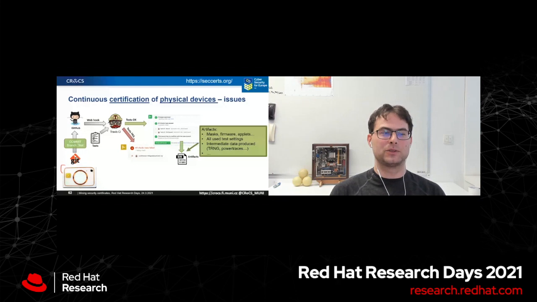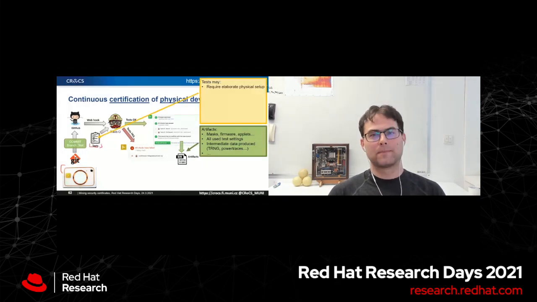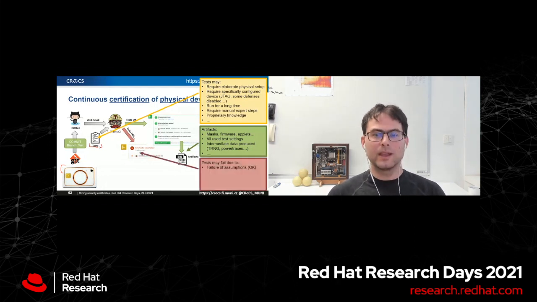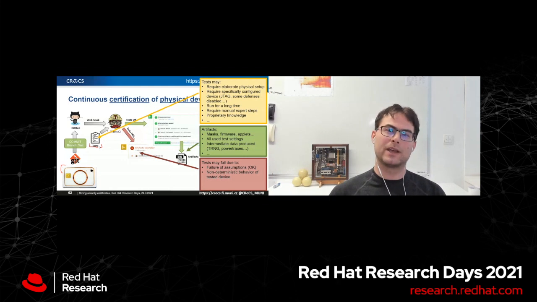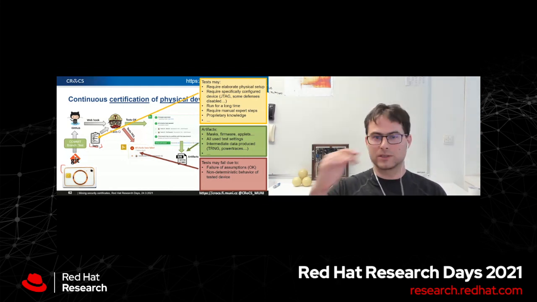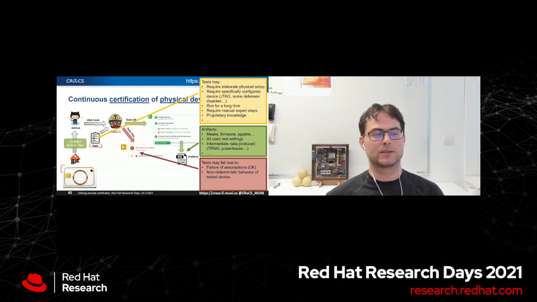Also, the test itself might require an elaborate physical setup. Various specifically configured devices can run for a long time. That's another thing, with manual expert steps and so on. Also, the test may fail not only because something is wrong, but just because we have some non-deterministic behavior of tested devices. For example, random number generation. The random numbers sometimes don't pass tests, and it's not that they are bad, but because we are unlucky, we just hit something that looks non-random, but it's actually still random, and the tests rejected it.